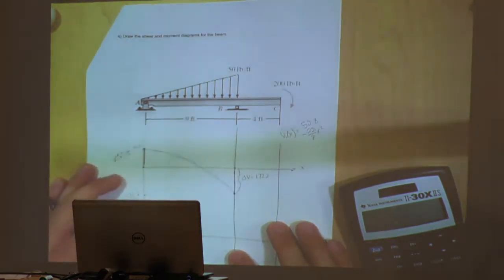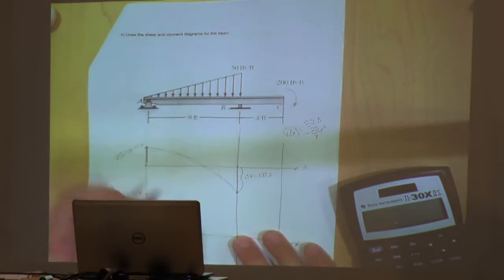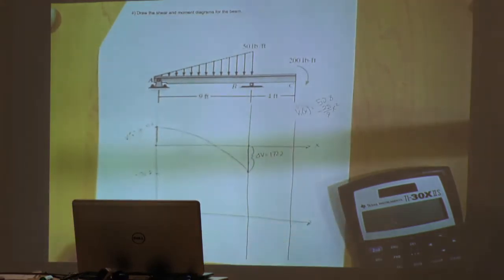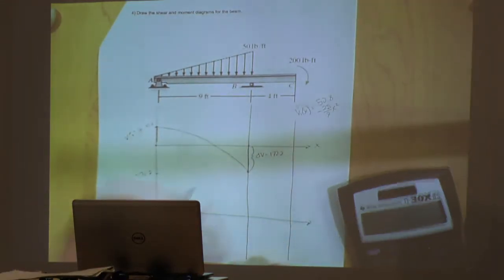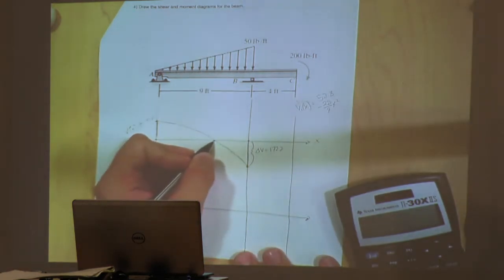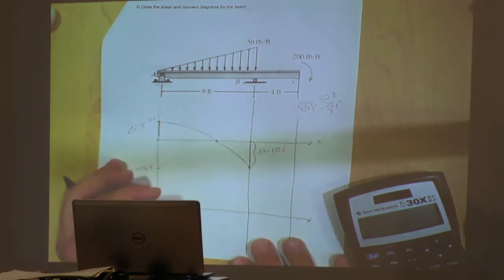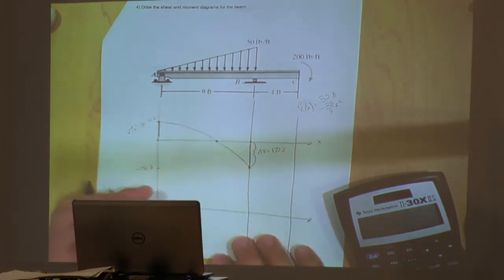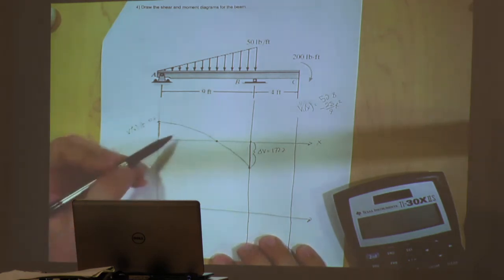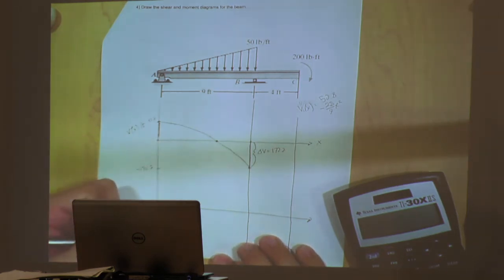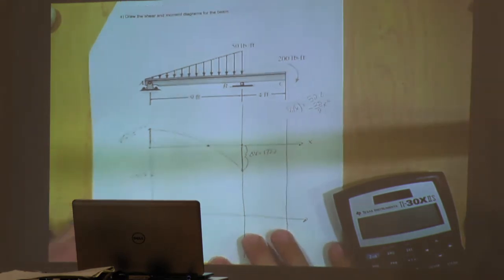But yeah, one thing to note on this, though, this is pretty blurry. One thing to note is it crosses the x-axis. So what does that mean? What purpose does that serve? It's going to be a maximum or minimum. Yeah, since this is the derivative of our moment, it's going to be a max or min on our moment graph. Does everyone kind of see that?